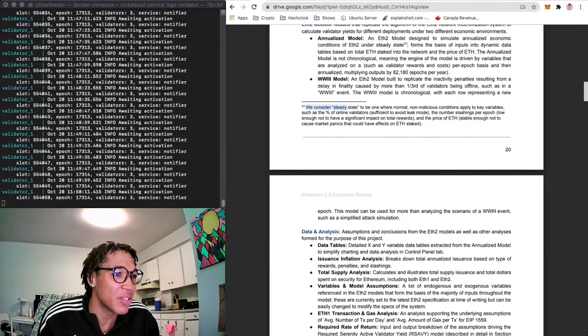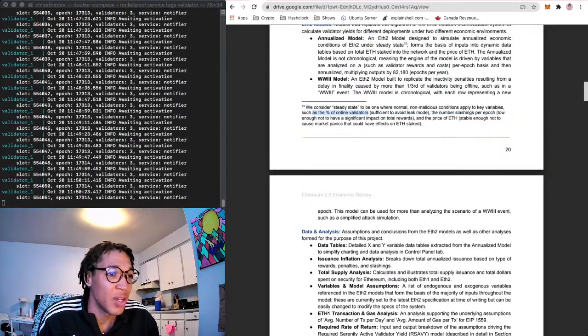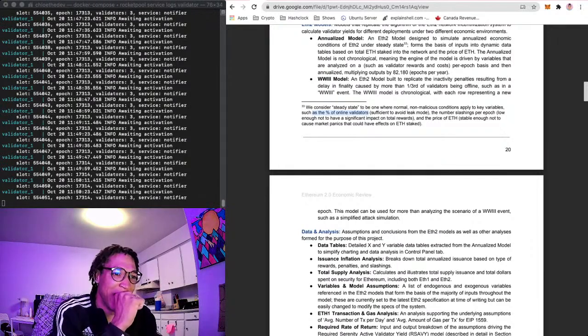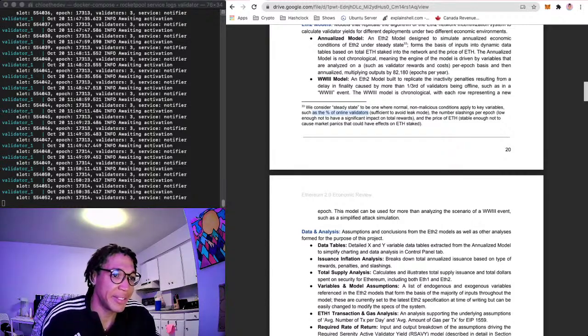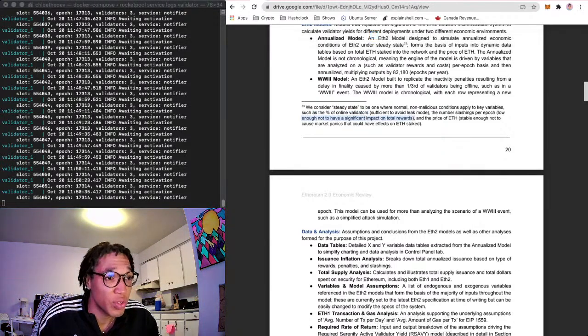Here we consider steady state to be one where normal, non-malicious conditions apply on key variables, such as the percent of online validators, sufficient to avoid leak mode; the number of slashings per epoch, low enough to not have a significant impact on total rewards; and the price of ETH, stable enough to not cause market panics that could have effects on ETH staked.